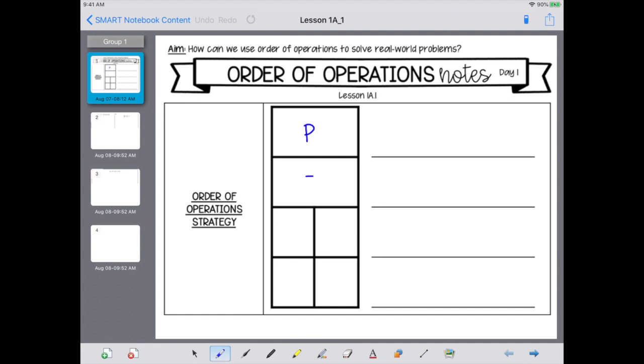That is your strategy. Now, PEMDAS is not your order of operations. It's the strategy we use. Order of operations is just the order that we need to follow. So PEMDAS, your P is going to stand for your parentheses. Any type of grouping, whether they're parentheses, brackets, absolute value, that we're going to review later on in this unit as well, you want to make sure you're doing whatever is in the parentheses first.